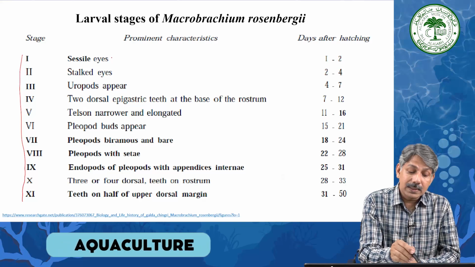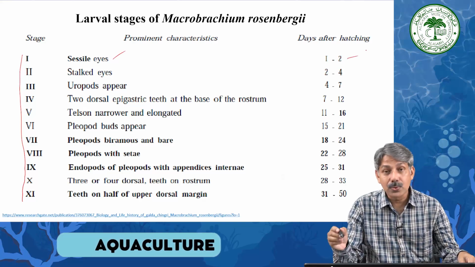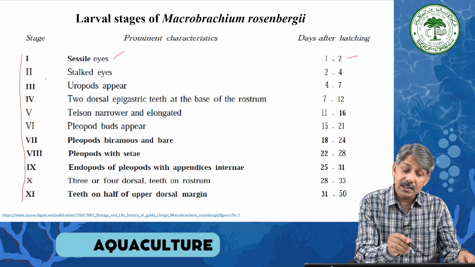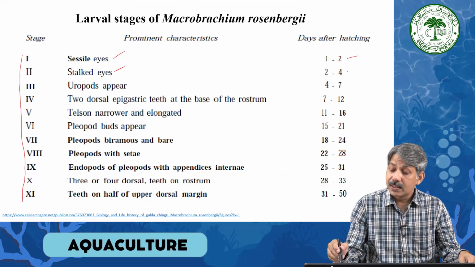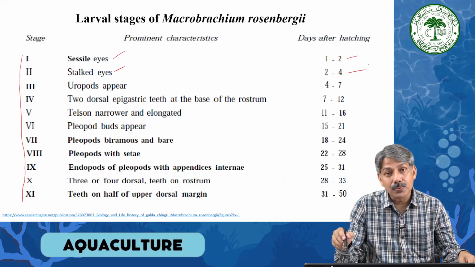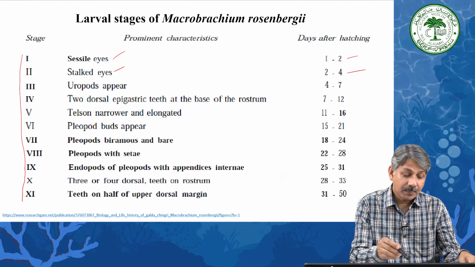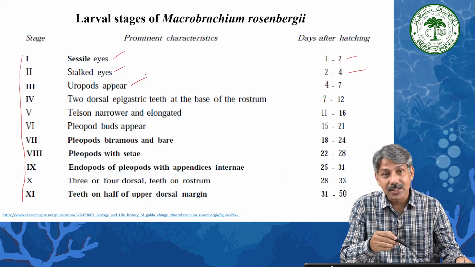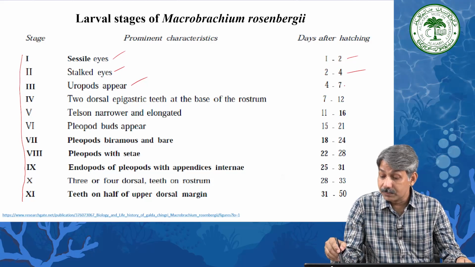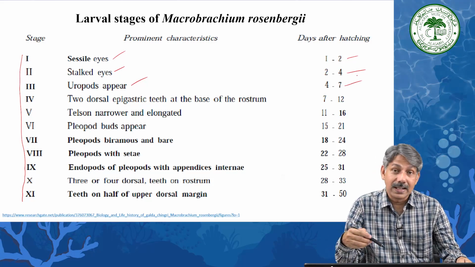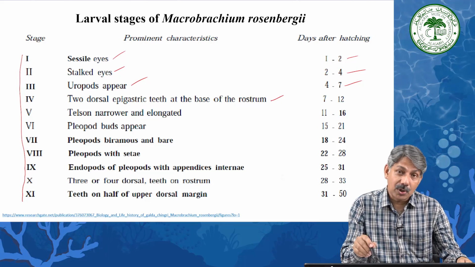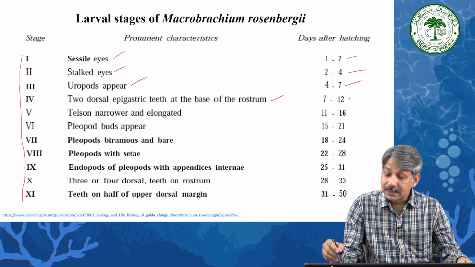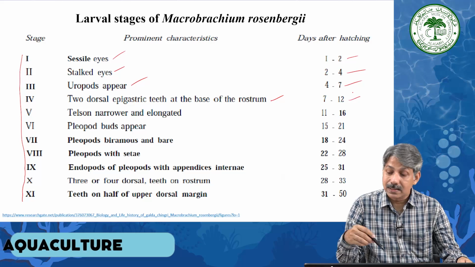In stage 1, they have sessile eyes, 1 to 2 days after hatching. In stage 2, these larvae have stalked eyes, and this stage comes 2 to 4 days after hatching. Then uropods appear at the third stage, about 4 to 7 days after hatching. Then we have the fourth stage, where 2 dorsal epigastric teeth appear at the base of the rostrum, and this stage comes 7 to 12 days after hatching.